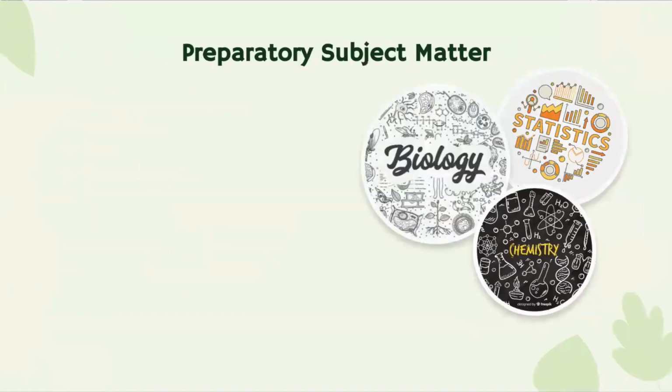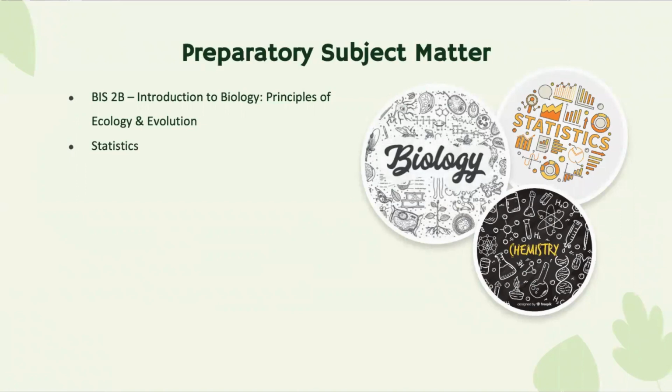Now we will go more in depth into the classes. BIS 2B Introduction to Biology, Principles of Ecology is a 5-unit class and is a prerequisite to some LDA courses like LDA 50. Some recommended courses to take for the statistics requirement are Stats 10 Statistical Thinking or Stats 13 Elementary Statistics. For physical science, we recommend Chemistry 2A General Chemistry, Chemistry 10 Concept of Chemistry, Geology 1 The Earth, Physics 7A General Physics, but this course has prerequisites.